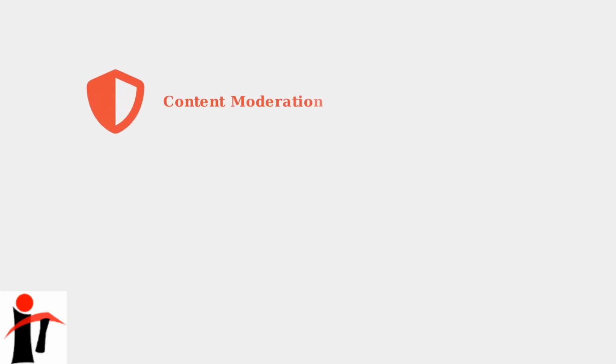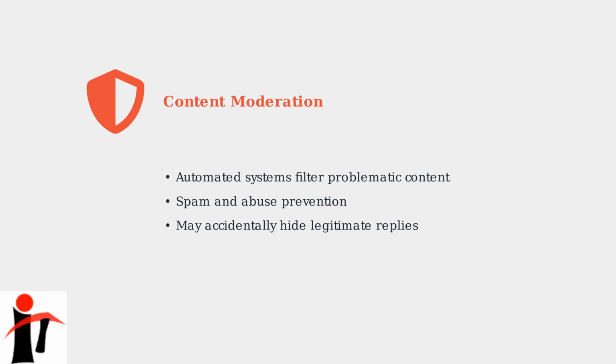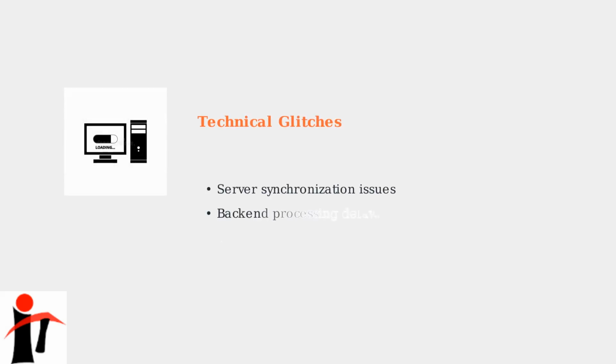Content moderation systems can also hide replies that are flagged as potentially problematic. Automated systems work to prevent spam and abuse, but sometimes hide legitimate responses. Technical glitches, such as server synchronization issues, can also cause replies to not load properly. These backend problems can prevent replies from appearing even when they exist.